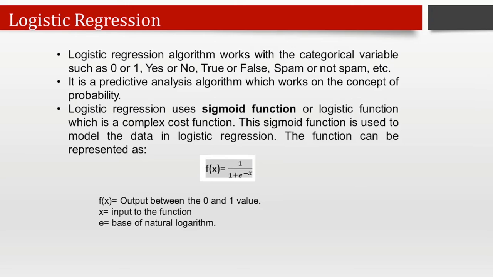Logistic regression is a type of regression but is different from the linear regression algorithm in terms of how they are used. Logistic regression uses the sigmoid function or logistic function, which is a complex cost function. This sigmoid function is used to model the data in logistic regression. The function can be represented as, you can see, f(x), the output between the 0 and 1 values, where x is the input of the function, and e is the base of the natural logarithm.